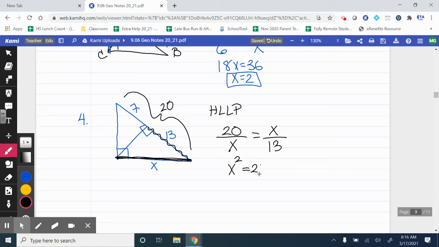So we get x squared equals 260. Put that into simplest radical form. Again, reject that negative. Largest perfect square here we can take is 4. So you should have gotten 2 radical 65 for your answer.